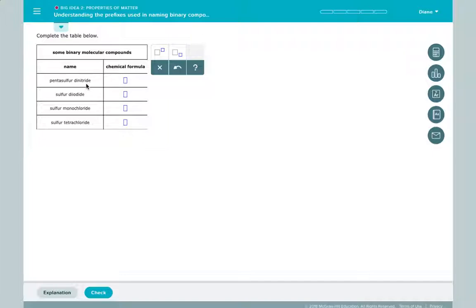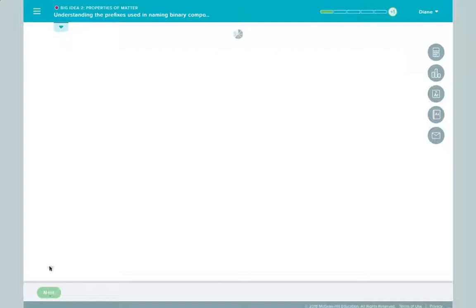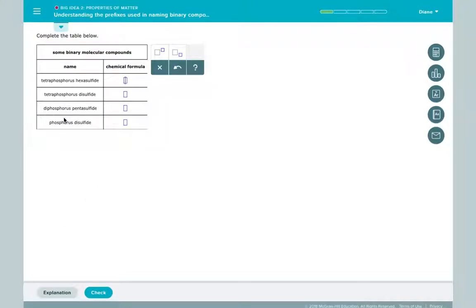Pentasulfur dinitride. You've got sulfur, and pent is 5. Nitride is nitrogen, and di is 2. Sulfur diiodine, that means I have 2 iodine. Sulfur monochloride is 1 chloride, and sulfur tetrachloride is 4 chloride. Check your answer, and then ALEKS will give you another one with a different chemical. In this case it's phosphorus and sulfur. Go through the same pattern.